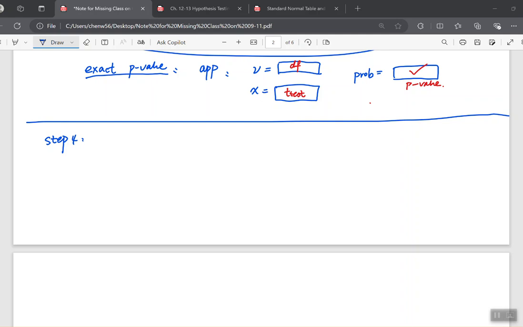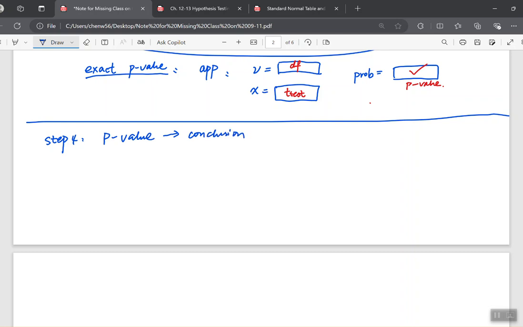All right, let's continue. So for step 4, for step 3, we just got the p-value. It doesn't matter whether it's from the z-test statistics or t-test statistics, we got a p-value, right? And then we want to use the p-value to make our conclusion.